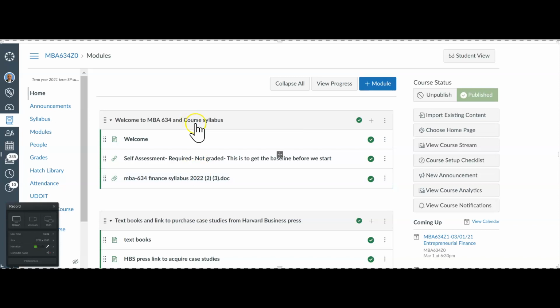As you see in the Canvas, we're starting with the welcome module. Please read it if you have not done it, which I'm sure by now you have. There is some good information in there. What is super important is the self-assessment. It is required, not graded. It is something that's going to help me as I'm progressing through the class. The data I get really is from a macro perspective. So please do this before the class starts. I would really appreciate that.